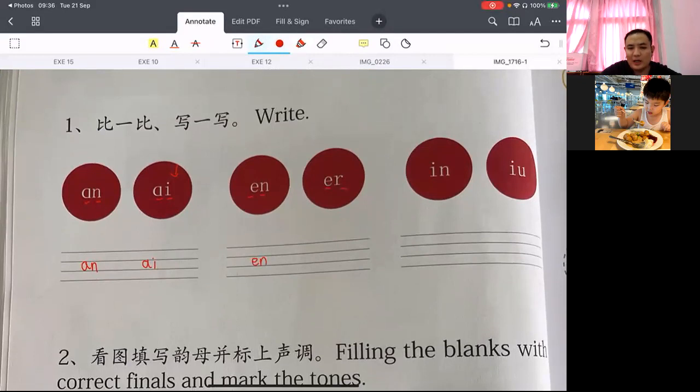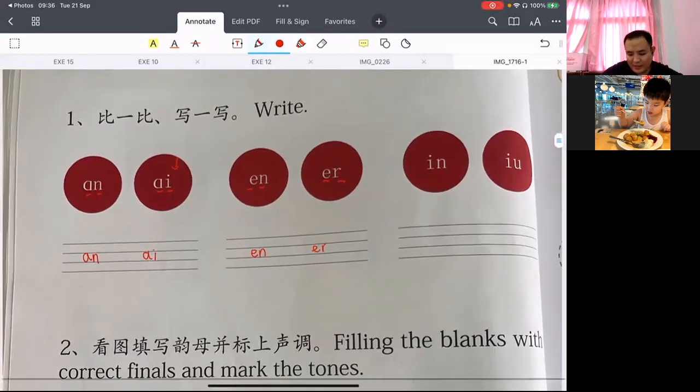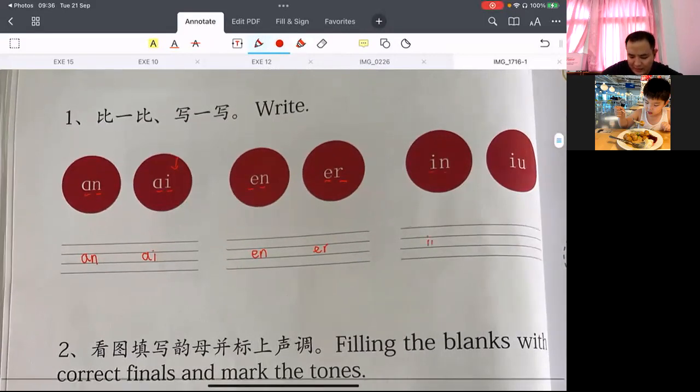Now you just copy in the blank. En, in. Here, e is pronounced e. Okay, here, a, o, e, i, u, ü, right? Here you cannot pronounce u, pronounce ü, the same as English pronunciation. U, v, w, right?